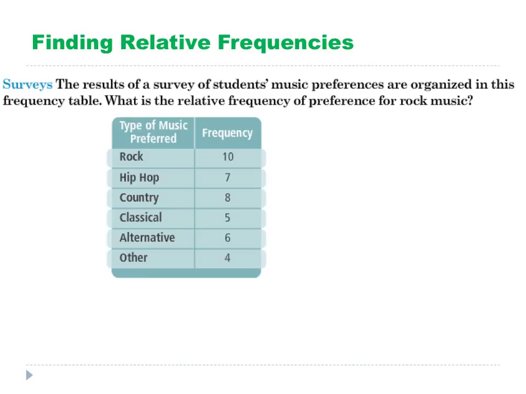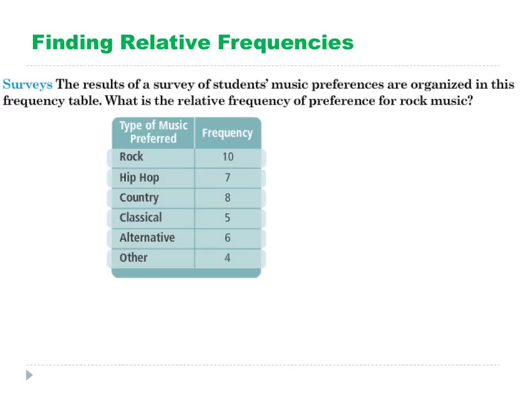Frequencies, if you recall, talked about a specific count or a specific number of something. We see from this table that the frequency of people preferring classical music was 5. The frequency of those preferring rock music was 10. The relative frequency, though, dealt with a percentage or a fraction of the whole. So to find the relative frequency of preference for rock music, the first thing we need to find is how many total students were actually surveyed.